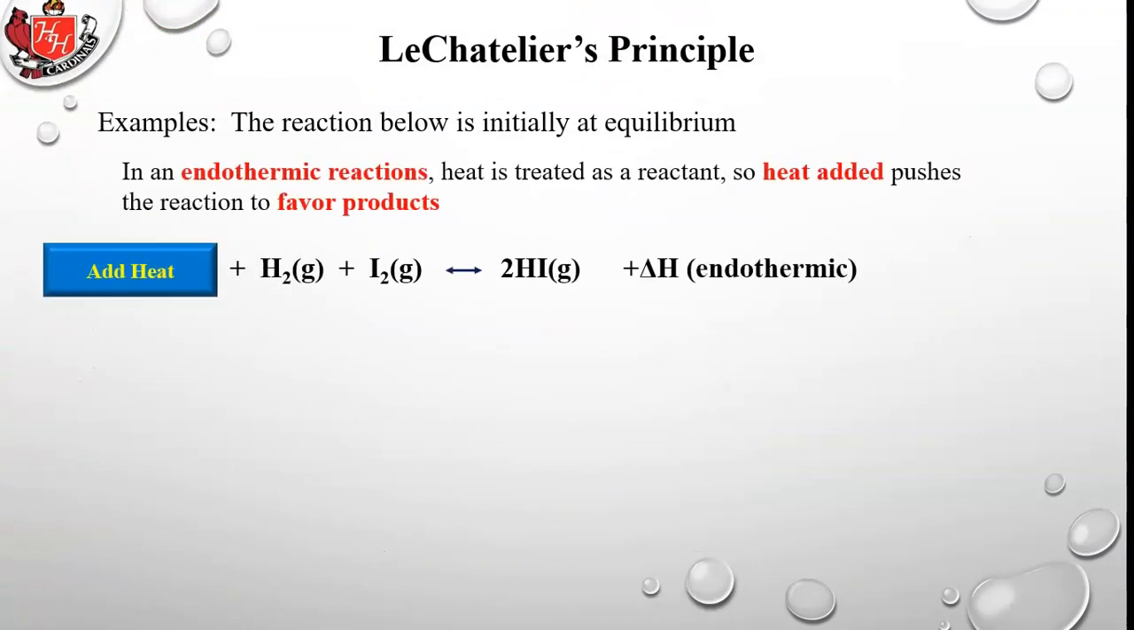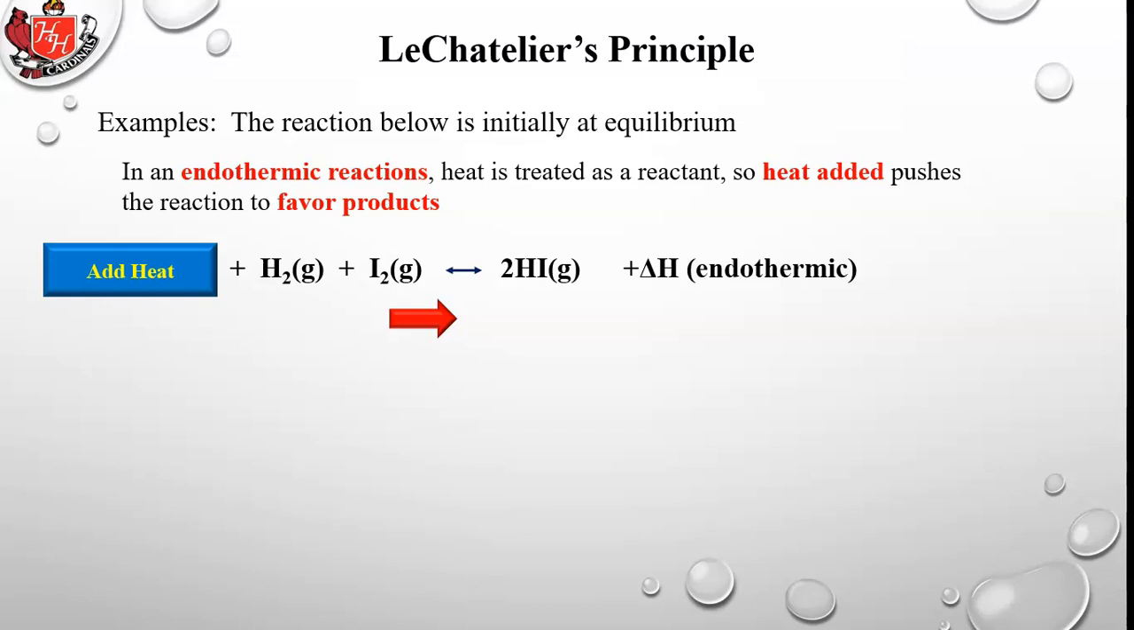Okay, so we're using the same principle here. Now we're going to deal with heat. In endothermic reactions, heat is treated as a reactant. In other words, an endothermic reaction is one that naturally takes in heat, so it can move from left, that would be H2 and I2, over to the right, that's the HI. So that reaction, if it's endothermic, naturally wants to take in heat. So you treat heat as though it's a reactant. So heat added pushes the reaction to favor products. So it's going to go in that direction.